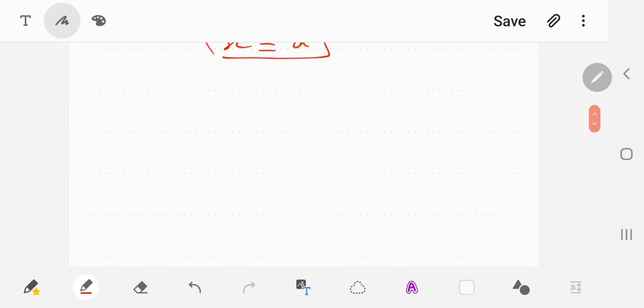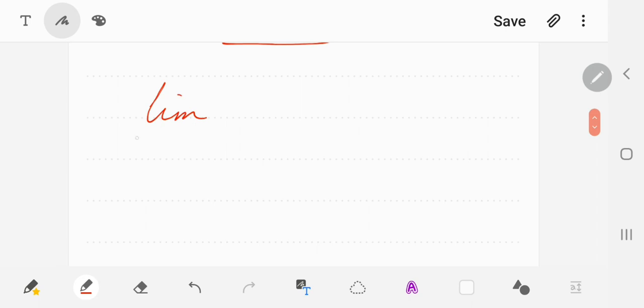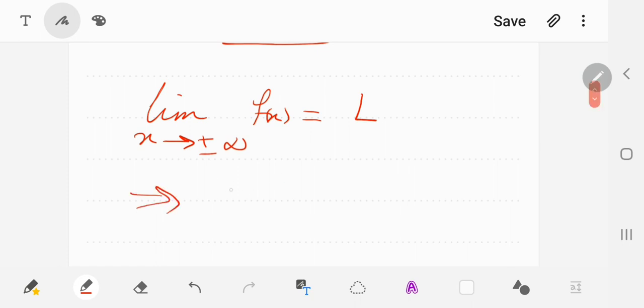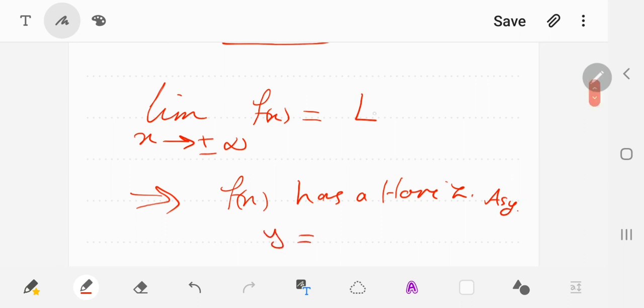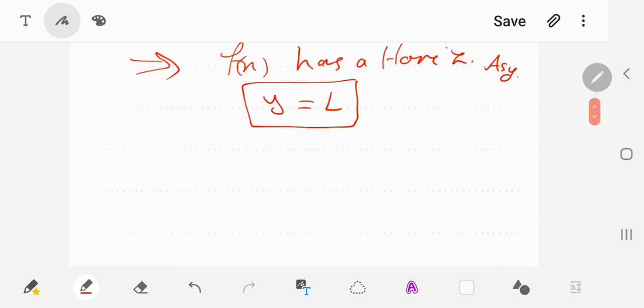What's the other result? The other result is for limits at infinity. So if we are approaching positive or negative infinity for a certain function, and the answer is a value L, then what's the result? This means that f of x has a horizontal asymptote, which is y equals L. These are the main results so far.